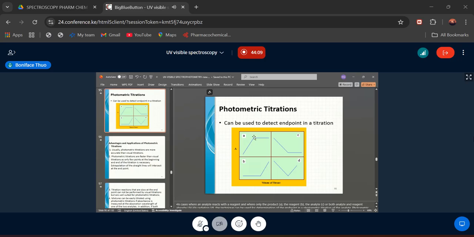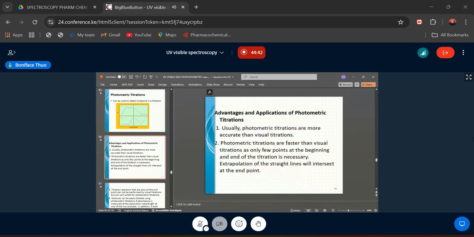So the endpoint, you can see, this is a plot of absorbance versus volume of the titrant. So the endpoint is where you have the change in absorbance. To get the endpoint, you have to determine the volume of the titrant that corresponds to that change. So this method has various advantages that we enumerated earlier.